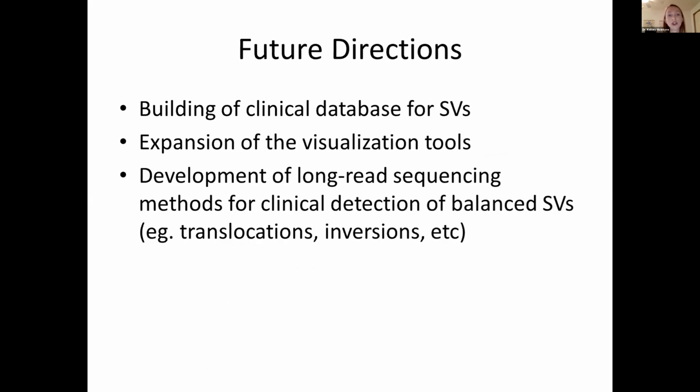So our future directions are building of our clinical database to house these structural variants, which will help us with future clinical interpretation as well as for research, expansion of the visualization tool to make it more interactive, and then in the long run to develop long read sequencing, which will really be necessary if we want to do balanced events. So the methods that we're using now with short reads are not going to be sufficient for translocations and inversions, and that we will need to develop long read methods for.